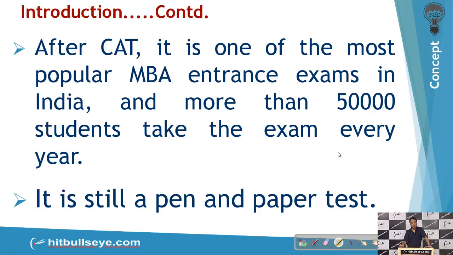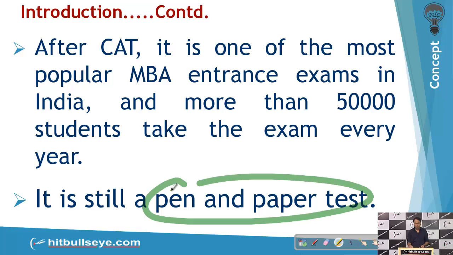After CAT, it is one of the most popular MBA entrance exams in India, and more than 50,000 students take the exam annually. It is still a pen and paper based test. Whereas we have seen big tests like CAT going online, or a computer based test, the Symbiosis test, which is SNAP, still continues to be a pen and paper test.